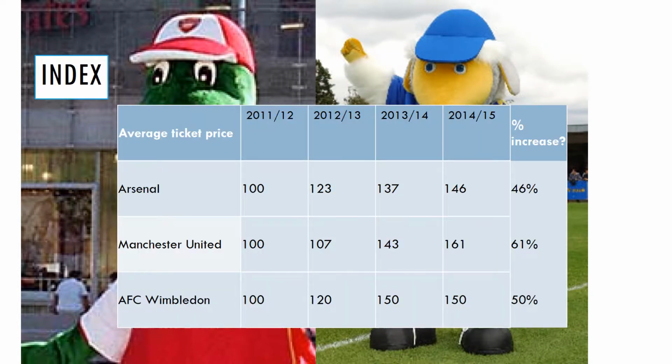Well, one thing you could have done is create an index, and that involves setting all the figures to a base year and then looking at the percentage change between the years. So what you would have found is that across the 4 years, Arsenal's tickets have gone up by 46%, Man United's tickets have gone up by 61% in price, and Wimbledon's tickets have gone up by 50% in price. So you can get a good comparison. Which one is the best value? Obviously, it's the Mighty Dons.